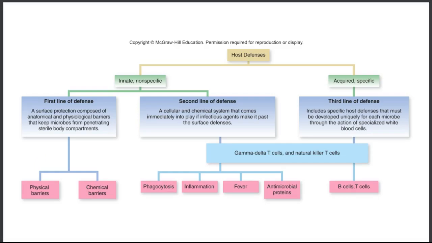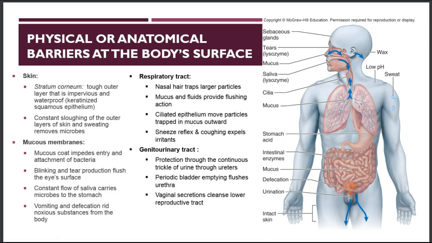This diagram is from your text, and it just breaks down those lines of defense in the immune system. You can see the first and second lines of defense are innate. They're not specific, so they don't recognize specific agents. And then you can see the subsystems that are included as part of each of those lines of defense. And then the acquired immunity is that third line of defense, and you can see the cells there that are involved in that response.